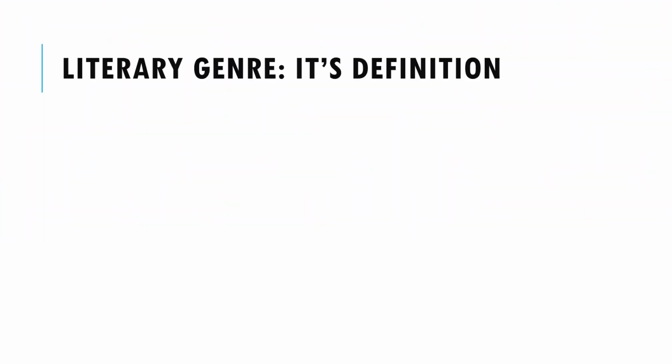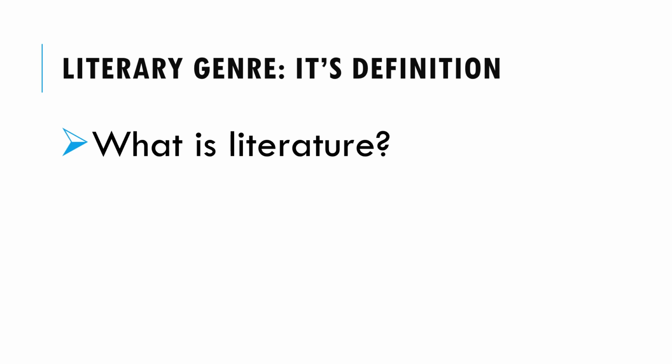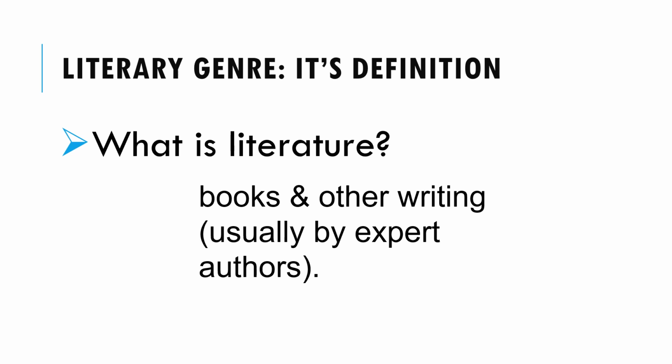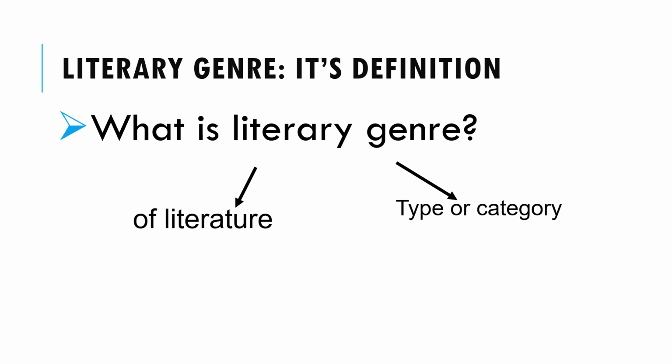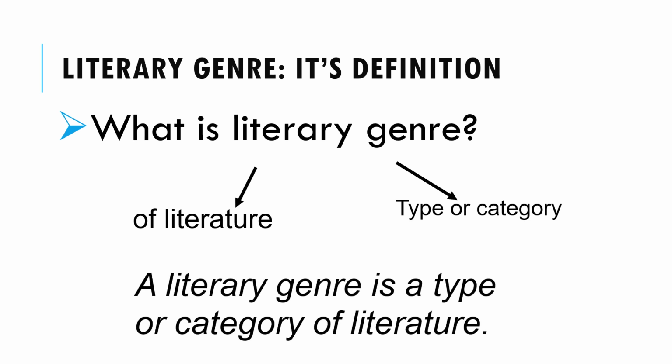Before we go through the genres and subgenres, let's talk about these questions. What is literature? When we talk about literature, we're talking about stories that we've read in books and other writing that is usually written by expert authors. And the second one is, what is literary genre? Let's define first genre. Genre is a type or category, while literary is of literature. So, when we define literary genre, it is a type or category of literature.